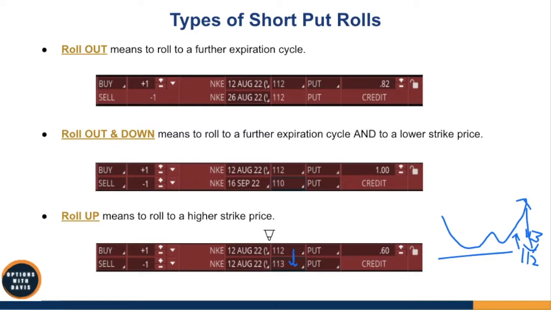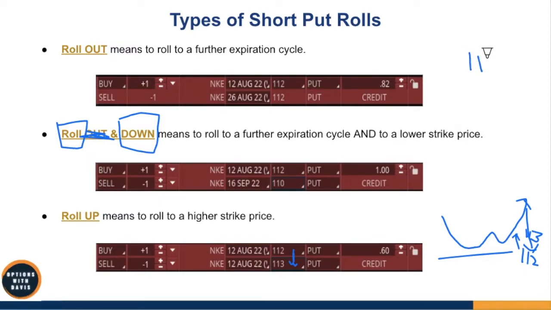Now, there's one thing you notice is that you do not see a roll down. You do not see a rolling down just on its own. And the reason is because when you roll down, it will never be for a credit. You see, when you're rolling down, you're actually having to pay rather than receiving a credit. And that's because the option prices are getting cheaper and cheaper on the way down, right?